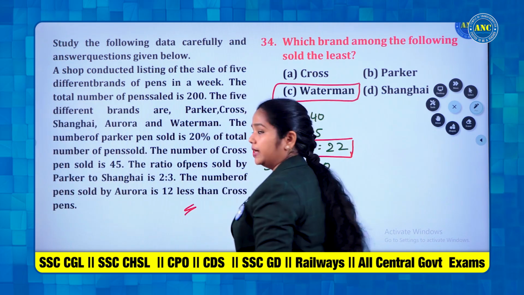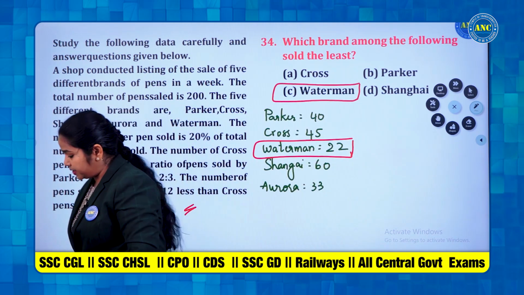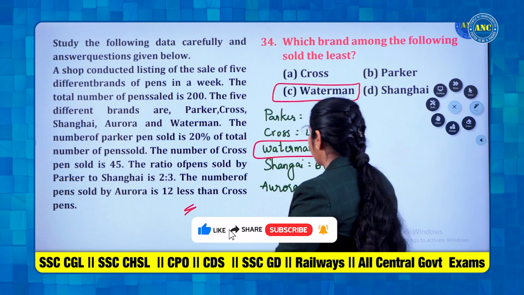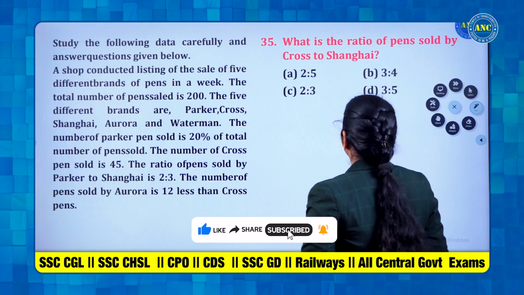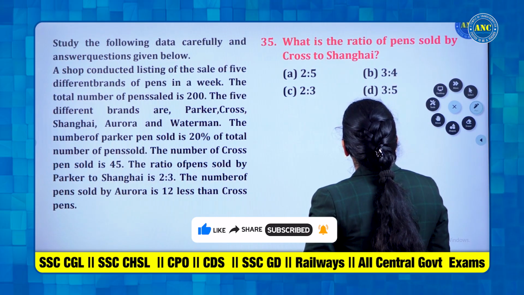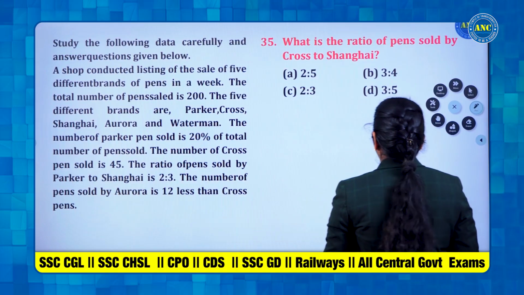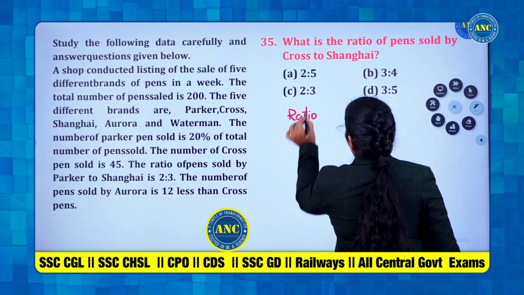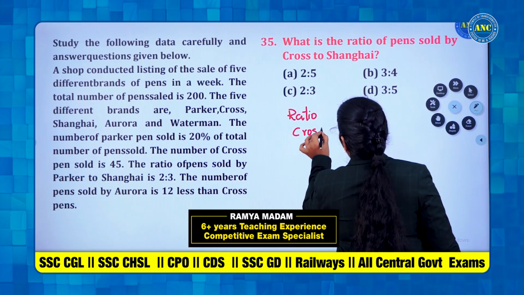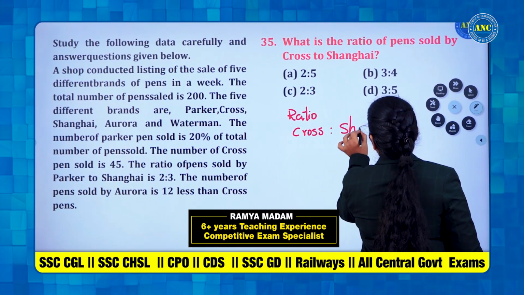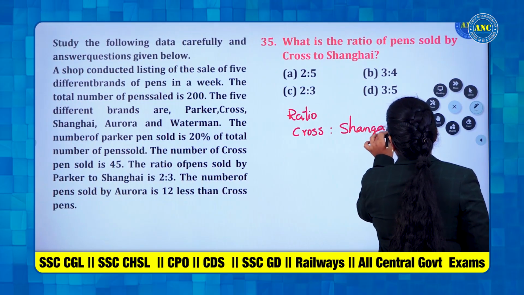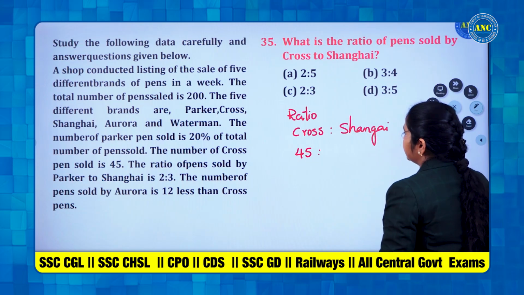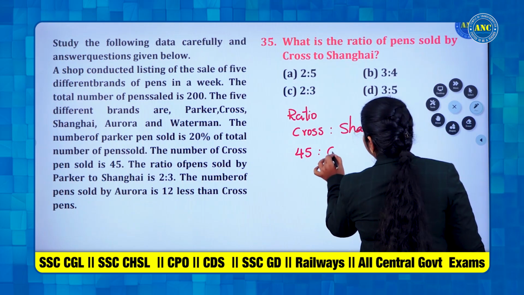Do you have any doubts for this session now? Okay. I could see no doubts. Fine. Let's go to the next question. 35. What is the ratio of pens sold by Cross to Shanghai? So, they are asking the ratio of pens sold by Cross to Shanghai. Yes. Cross is 45. Shanghai how much? 60 I guess. Yes. 60.